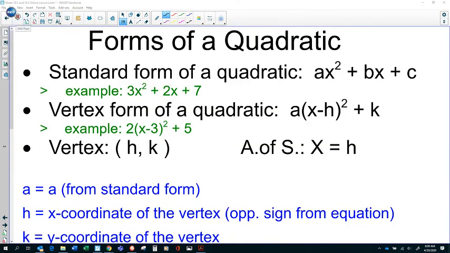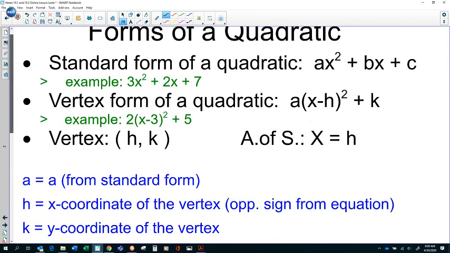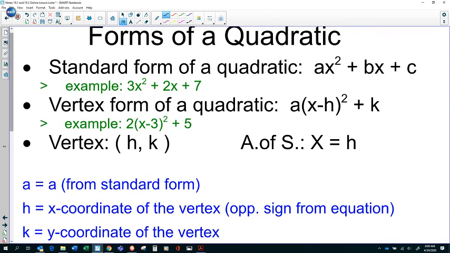Now, talking about forms of a quadratic function, the first form is standard form, which we just talked about here. The second form of a quadratic is the vertex form. So take a second and copy down these notes real quick, and I'll explain what we're going to do here in a second.